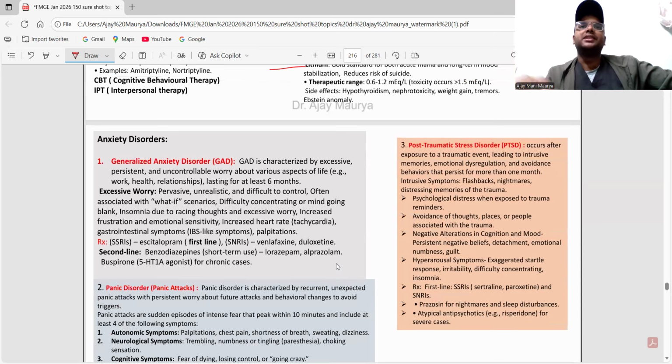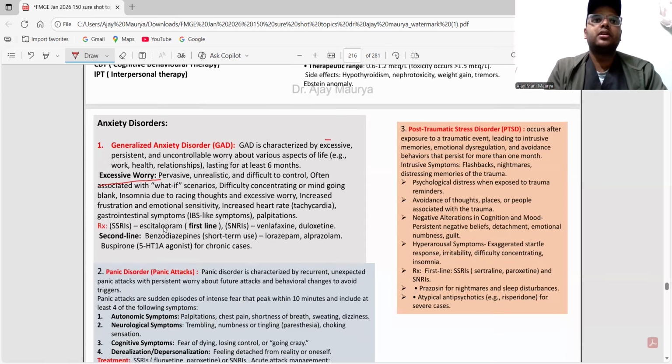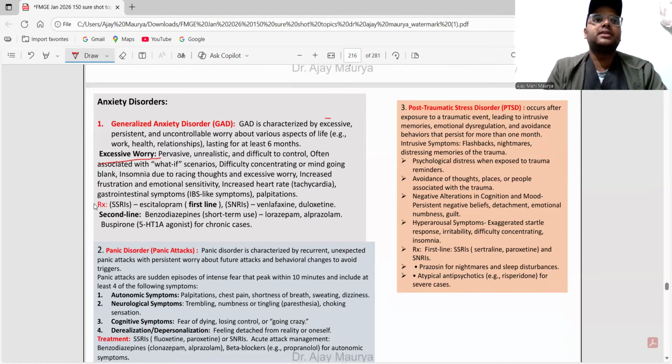Next one, GAD. The most important line you have to remember is that this is excessive worrying. There will be excessive worry in the case of generalized anxiety disorder. In the exam they will mention everything. Okay, now treatment. First line is the SSRI, you have to go.